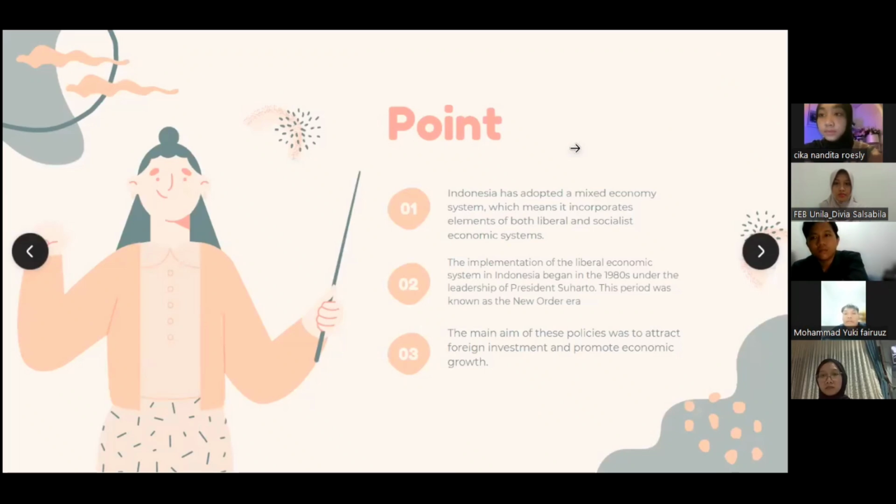The first point is Indonesia has adopted a mixed economic system, which means it incorporates elements of both liberal and socialist economic systems. The second point is the implementation of the liberal economic system in Indonesia began in the 1980s under the leadership of President Soeharto. This period was known as the New Order era. And the last point is the main aim of these policies was to attract foreign investment and promote economic growth.